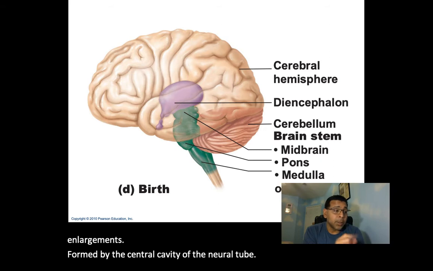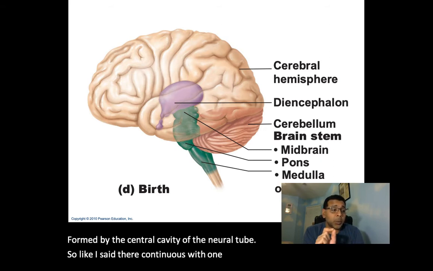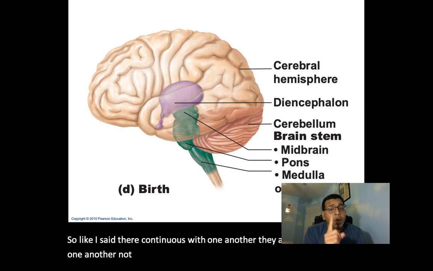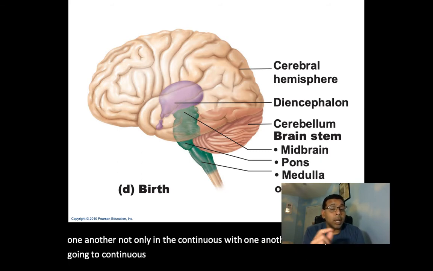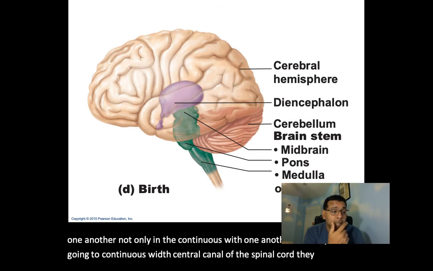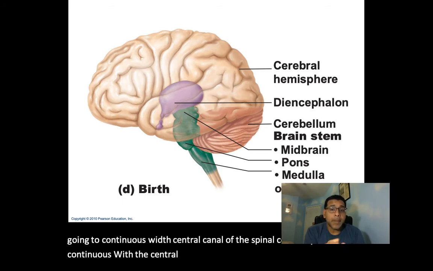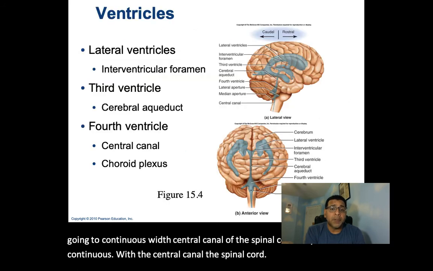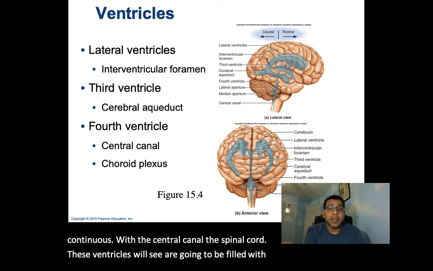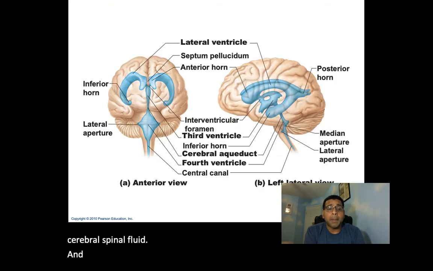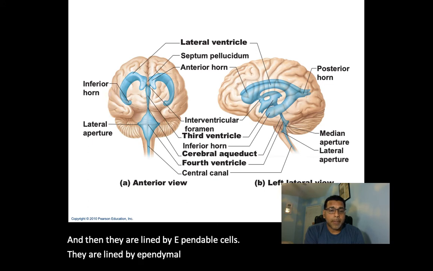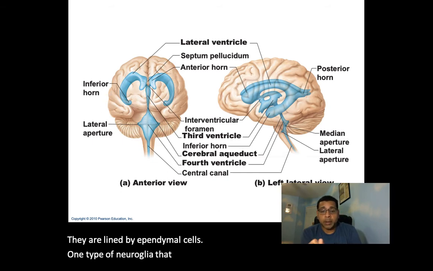So like I said, they're continuous with one another. Not only are they continuous with one another, but they're also going to be continuous with the central canal of the spinal cord. These ventricles, we'll see, are going to be filled with CSF, cerebral spinal fluid. And then they are lined by ependymal cells, one type of neuroglia that we've gone through, we've talked about, you should recall.